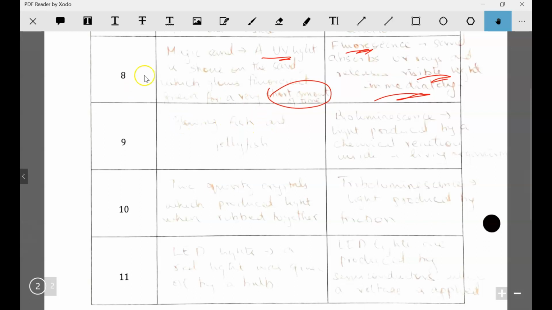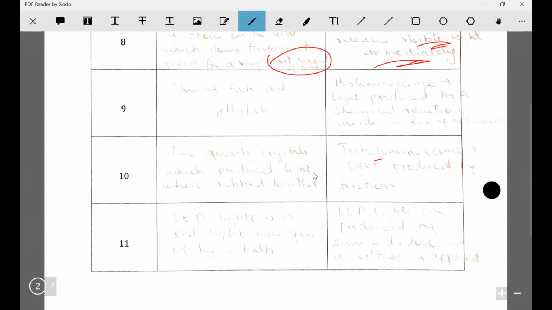This one hopefully was good. Glowing fish and jellyfish was bioluminescence, which is light produced by a chemical reaction inside a living organism. The triboluminescence, not many people got. Not many people got the actual light to be produced when you rub the two quartz crystals together. That was fine. It's just light produced by friction of rubbing rocks together. And the LED lamps, we will note that there's no tungsten filament inside those lamps, and you can actually see inside.